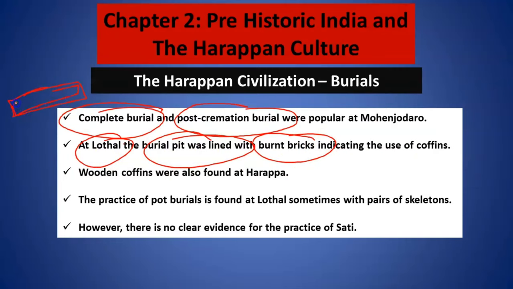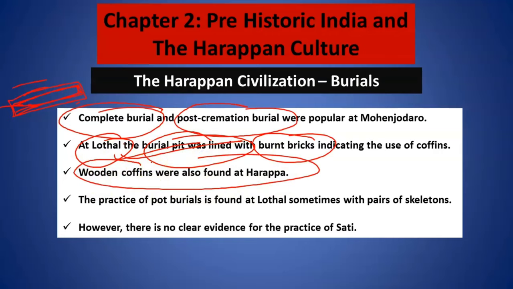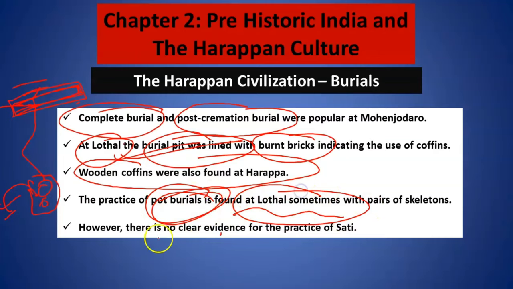Just as you might have seen in a religion such as Christianity, they first put the dead body in a coffin and then they bury. Such coffins have also been found in Lothal. Even wooden coffins have also been found at Lothal. Now, pot burials. Right now, what we do is first we burn, and whatever ashes are present, we put them in a pot and then we throw them in a river. So pot burials were also practiced at some places in Lothal.